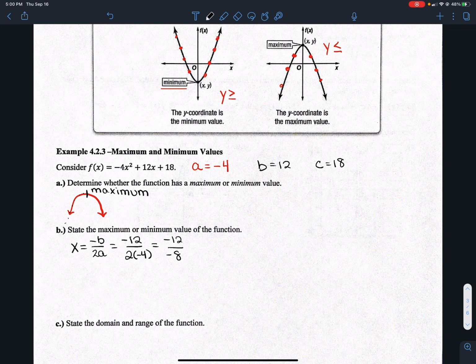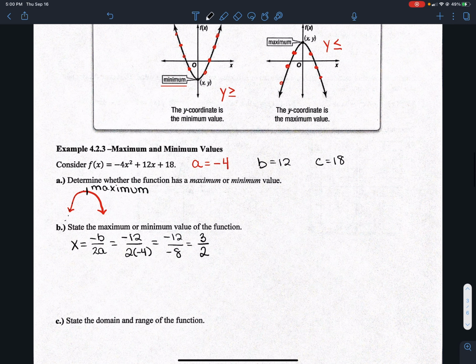12 divided by 8 does not come out nicely. So on that one there, we are going to reduce that to a positive 3/2. Okay? All right, so x equals 3/2, or if you wanted to, you could write it as 1.5. Now that we've got that, we have to plug that back in to the actual equation. So really we're saying f of 1.5.